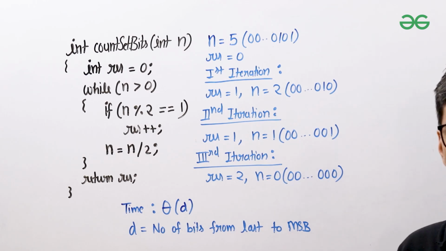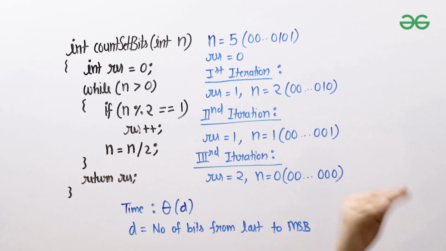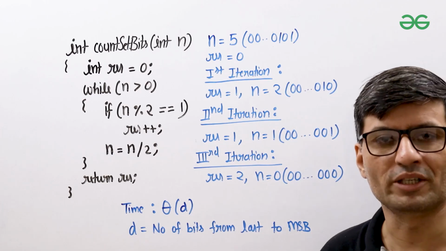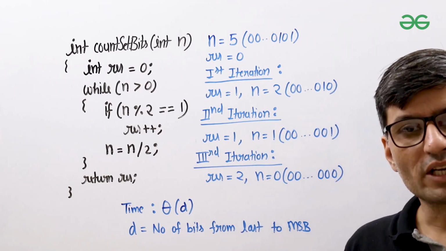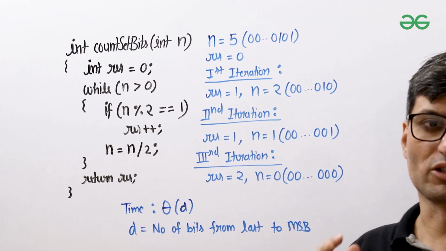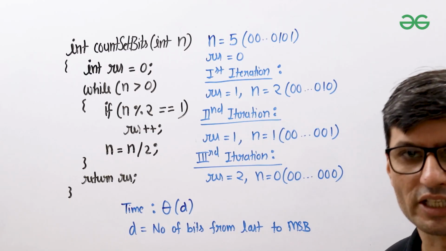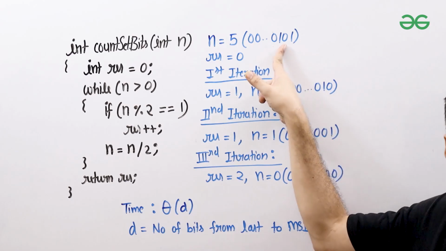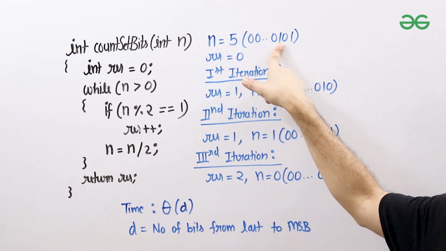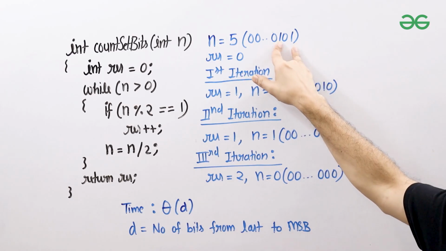Now this solution traverses from the last bit to the MSB and then figures out how many set bits we have. We are going to talk about a standard algorithm which runs in time complexity equal to the number of set bits. So if you see the example of 5, that efficient algorithm is going to run only 2 times instead of 3, right?